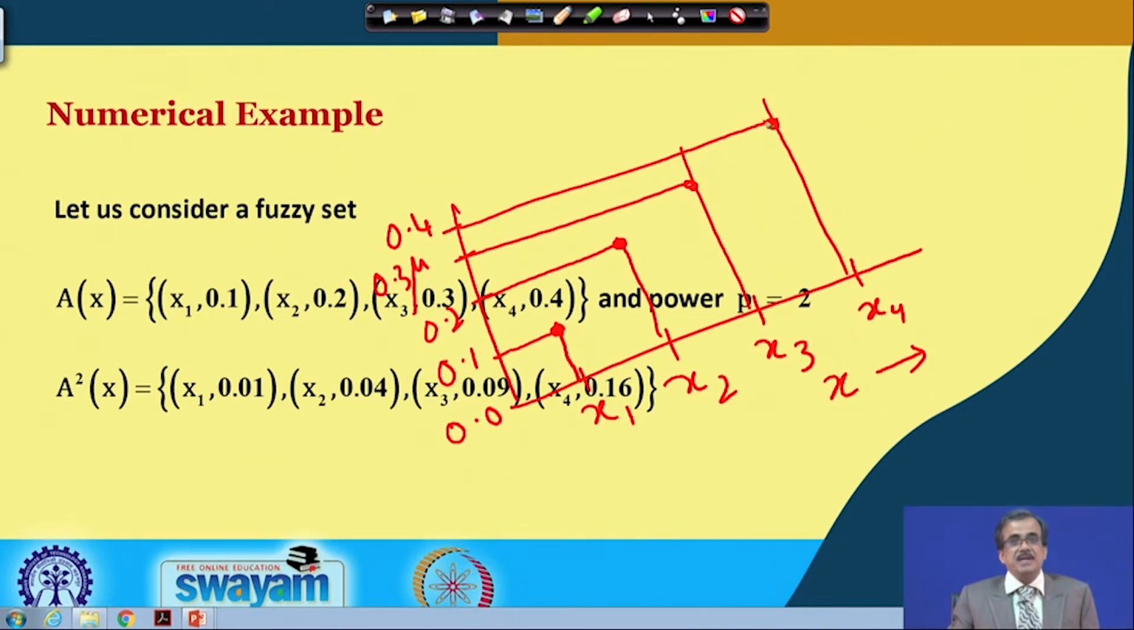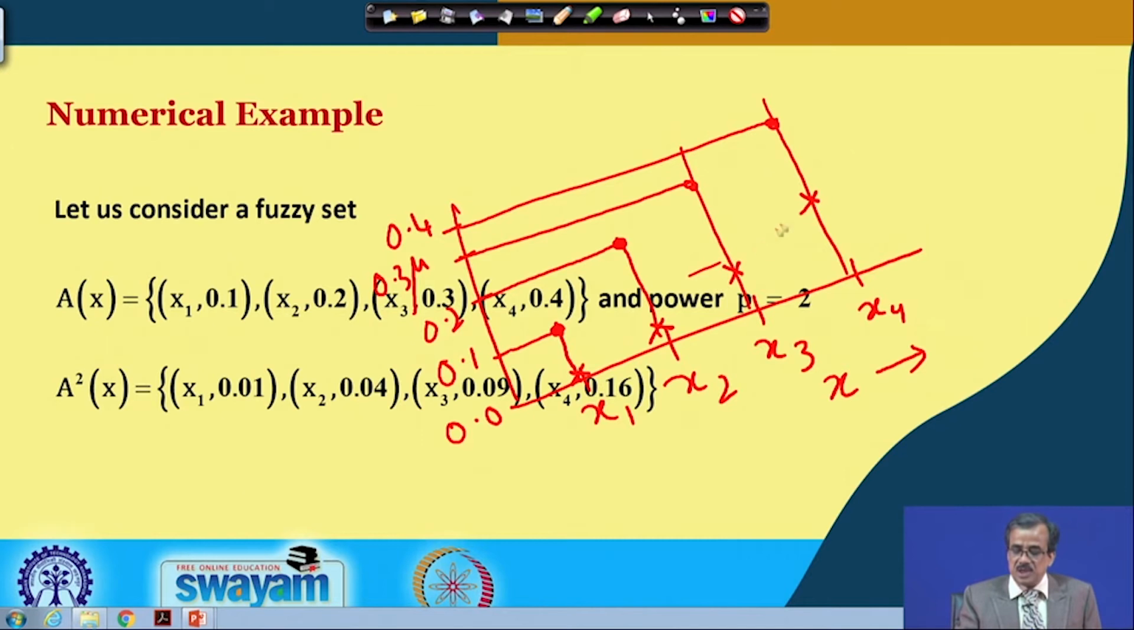Now, we will try to find out what should be its concentration. Concentration corresponding to your x 1 is 0.01, so very near to 0. Corresponding to x 2, it is 0.04, so I could be here. Corresponding to x 3, it is 0.09, so I could be here, and corresponding to x 4, this is nothing but 0.16. So, this is 0.1, so might be I am here.